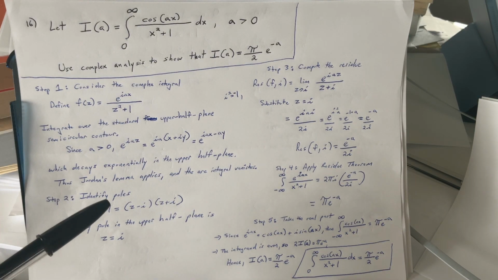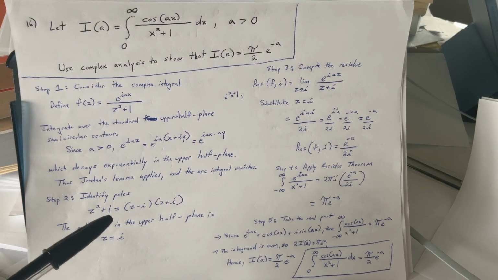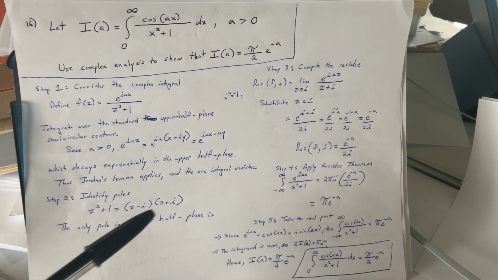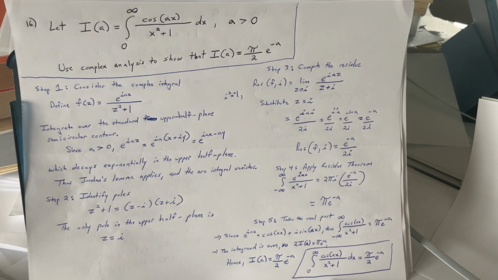Now for step 2, we identify the poles: z squared plus 1 factors as z minus i times z plus i. The only pole in the upper half plane is z equals i. That's where we're concentrating.